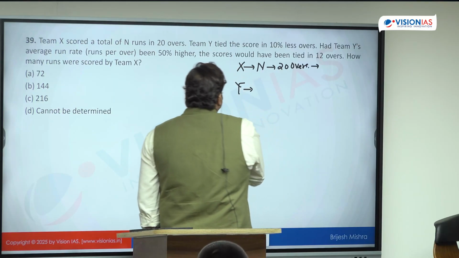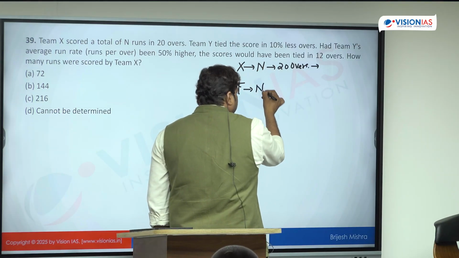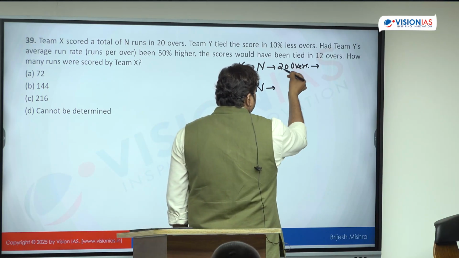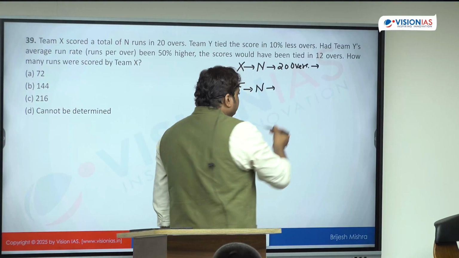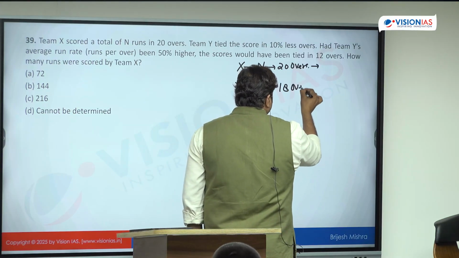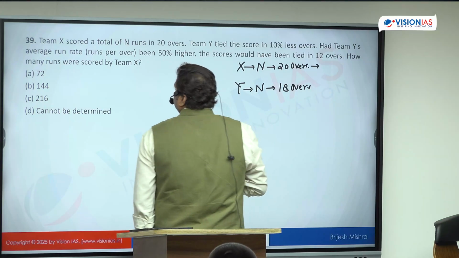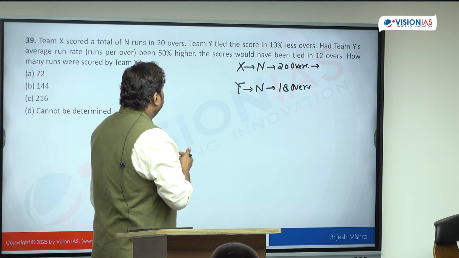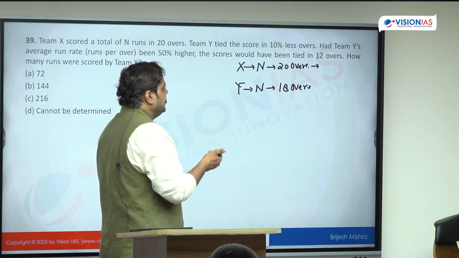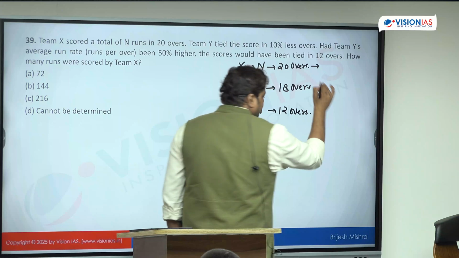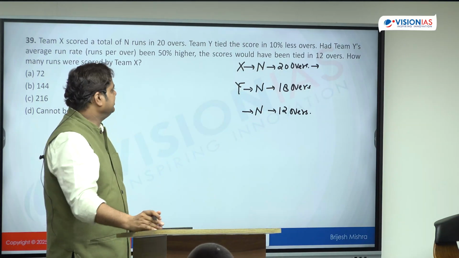Y tied the score. That means Y scored n runs in 10% fewer overs. 20 का 10% is what? 2. So 18 overs. Then had team Y's average run rate, runs per over, been 50% higher, the scores would have been tied in 12 overs. So n runs Y scored in how many overs? 20 overs. That is what is given in the question.